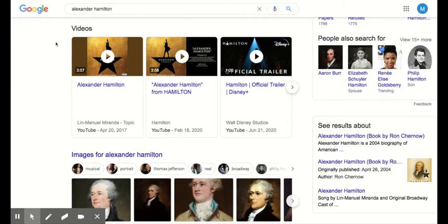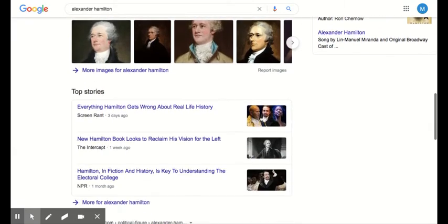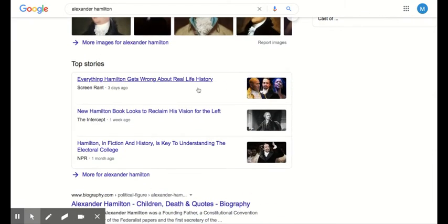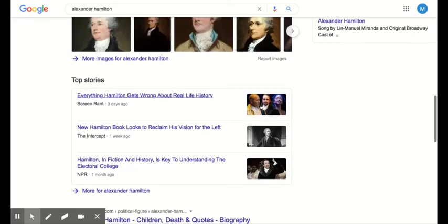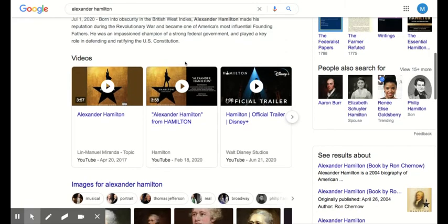Now, of course, we can't talk about Alexander Hamilton without talking about the musical Hamilton, as you can see in these search results here. The musical Hamilton would be an example of art, right? It is based on Hamilton's life, but it does take some artistic liberties. Like if you scroll farther down, you can see that there's the top art story result, everything Hamilton gets wrong about real life history. So in other words, this is a source that you can watch to get some more insight into Hamilton, but you should take everything with a grain of salt and do your research on certain aspects of it and see what's going on and the historical accuracy or lack thereof.